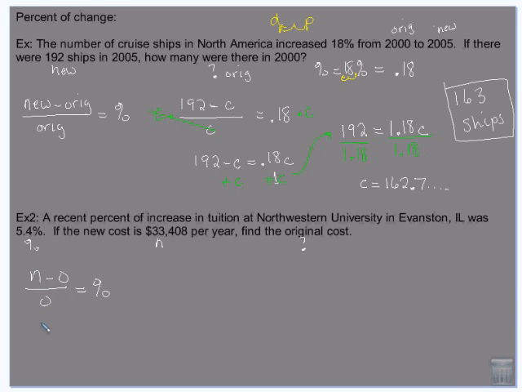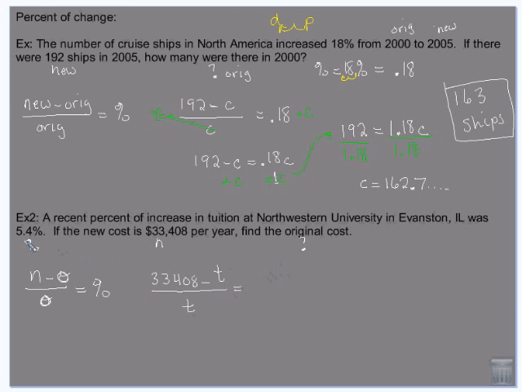New minus original divided by original. You don't have to write as much that way. So I have the new, which is 33,408 minus the original. Now I don't want to use the O because O's look like zeros, and that can be confusing. So we'll give it a T for tuition.